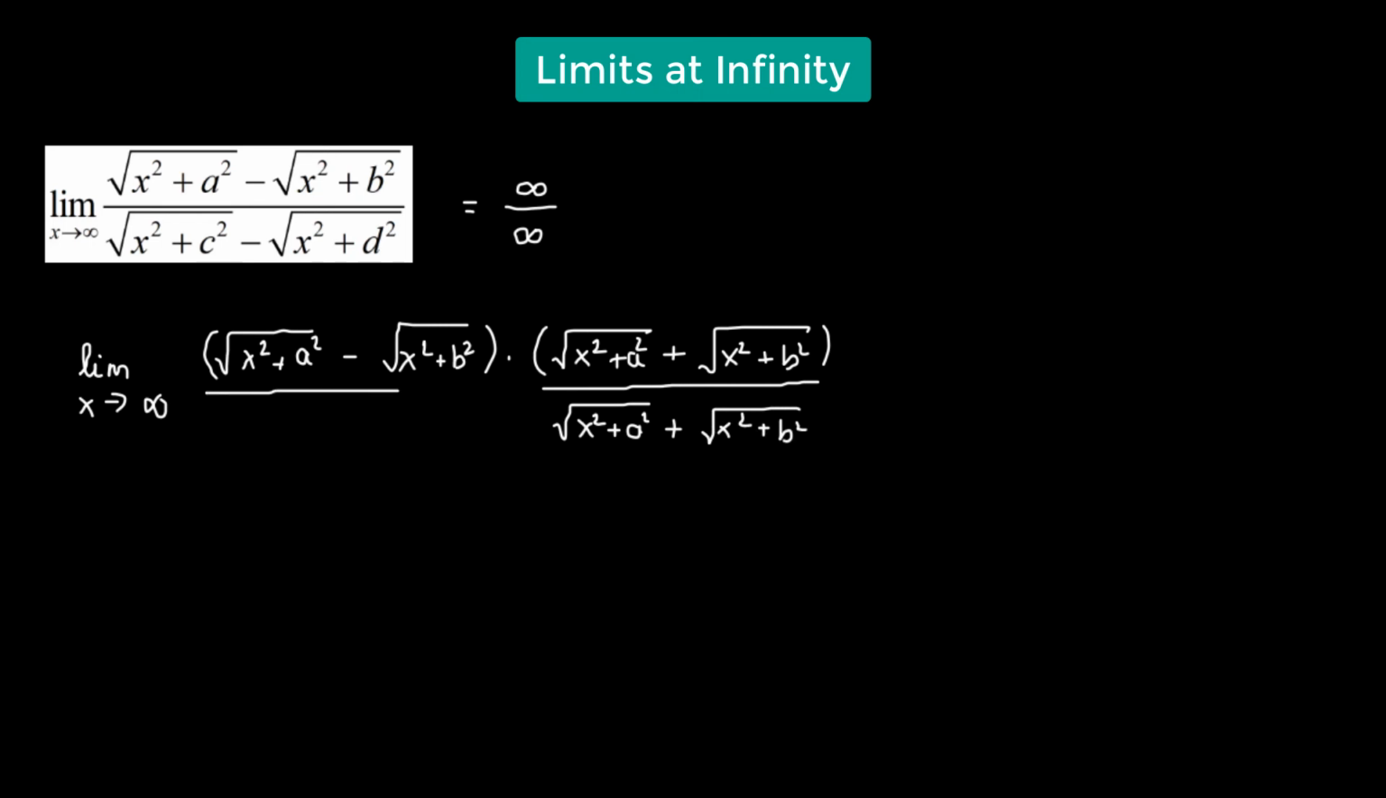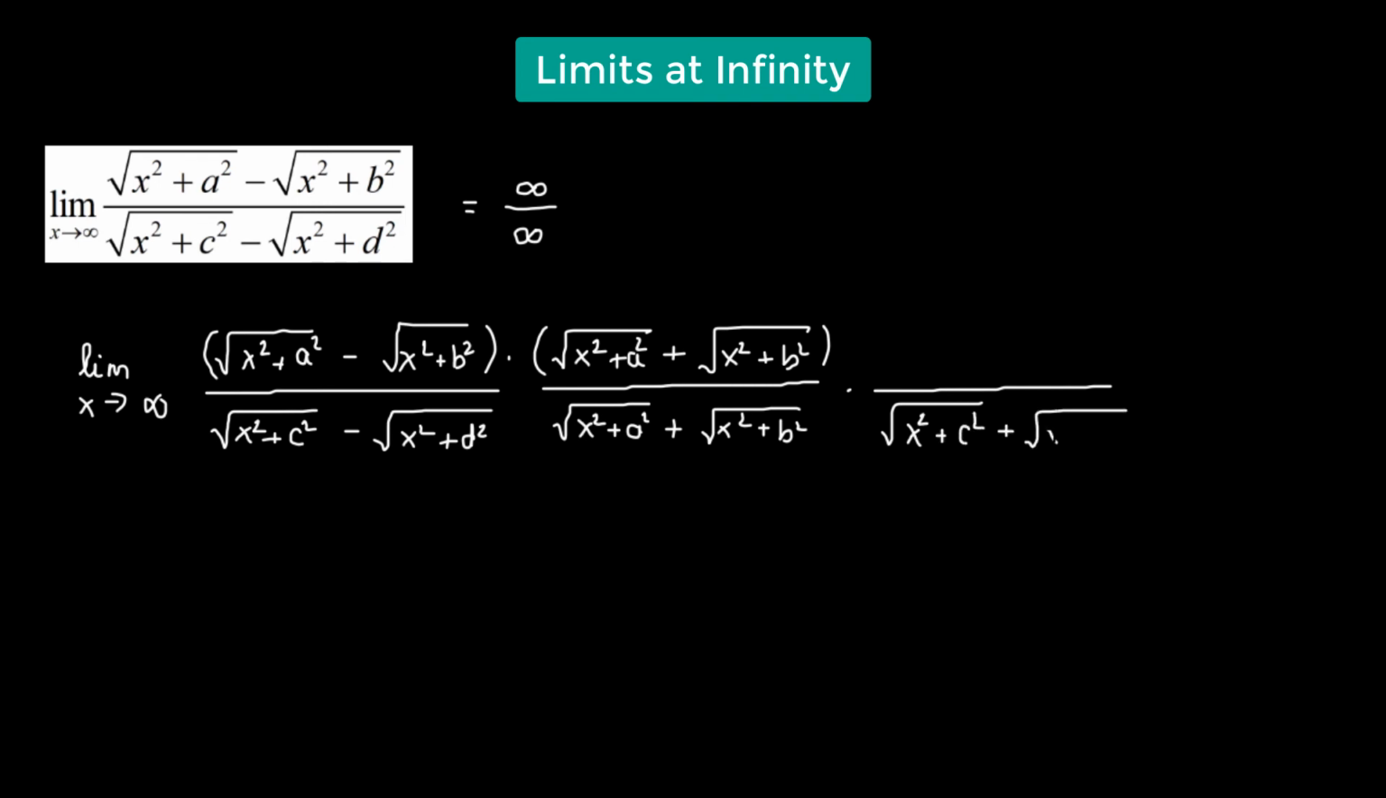Then we come to the denominator part. So we have in the denominator square root of x squared plus c squared minus square root of x squared plus d squared. Now the conjugate of this particular function is going to be square root of x squared plus c squared plus square root of x squared plus d squared. So we have to multiply it to the denominator as well.